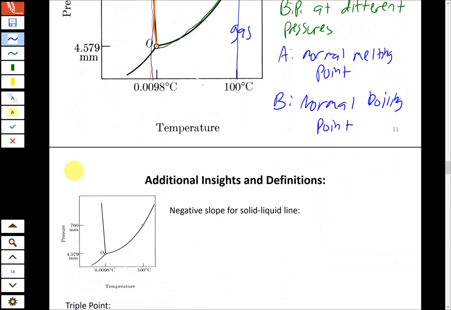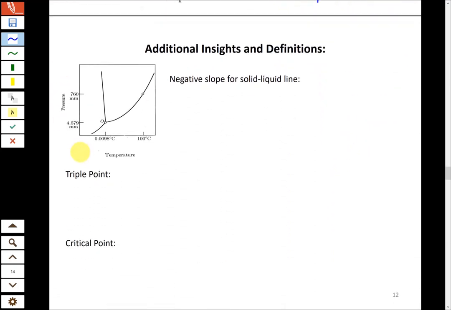All right, so there's some additional insights that we can get from this. I have a smaller version of that shown here. One thing we'll notice is that the slope of this line here is actually pretty telling. This is our solid liquid line, the line that I'm following with a highlighter right now.